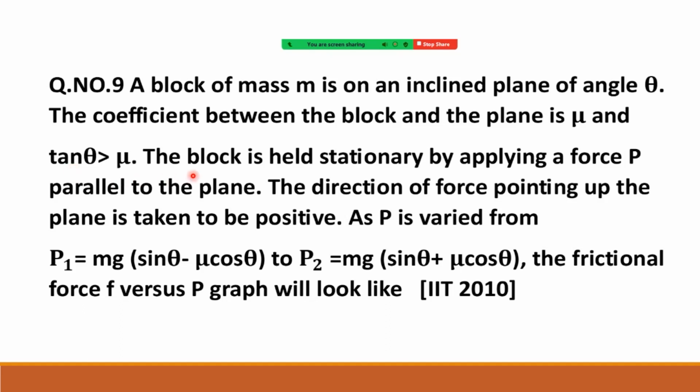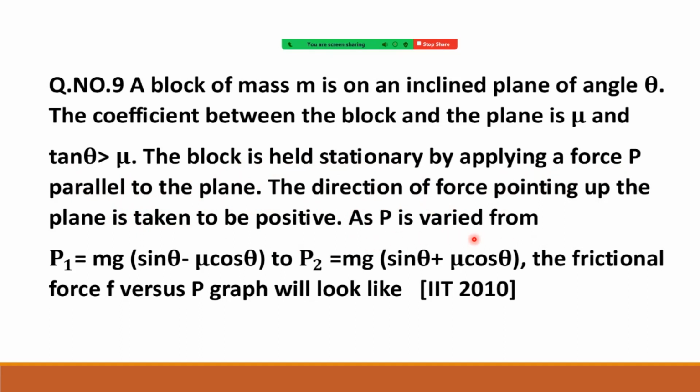The block is held stationary by applying a force P parallel to the plane. The direction of force pointing up the plane is taken to be positive.